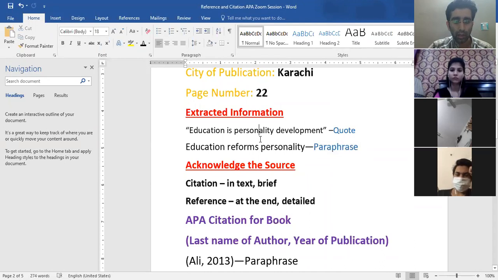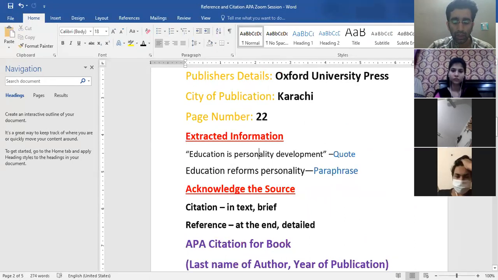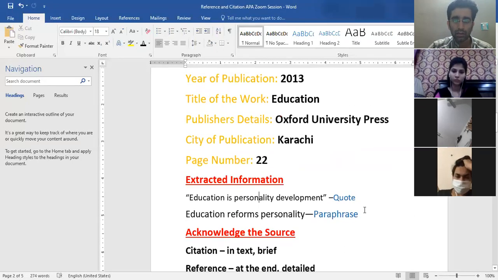again, can one of you turn on your mic and tell me from where this information would have been taken, from a book that is Education? It's commonsensical. Hurry up. Page 22. Yes, page 22.